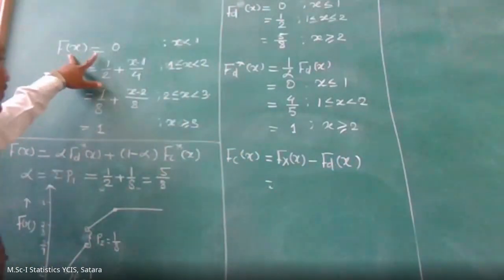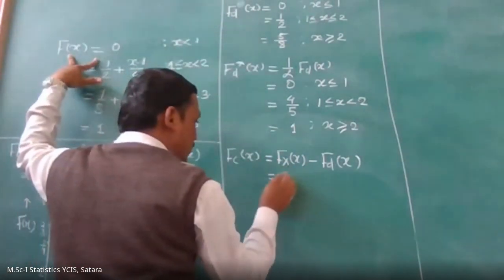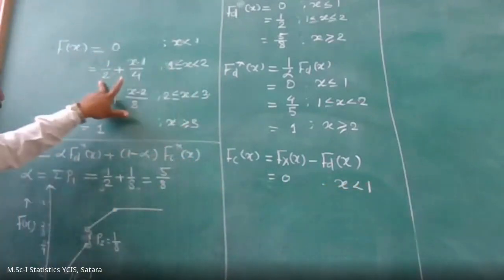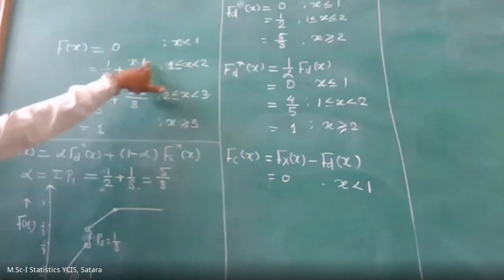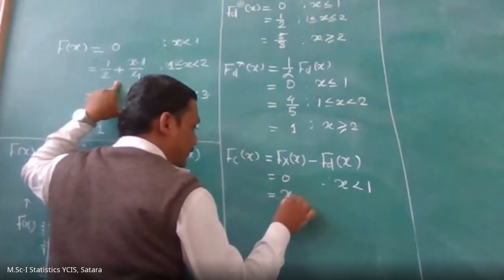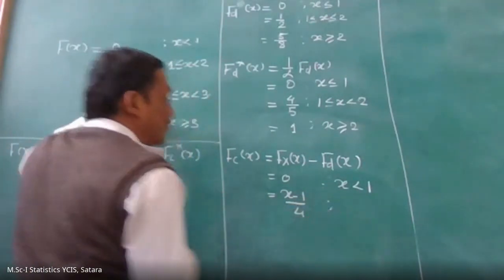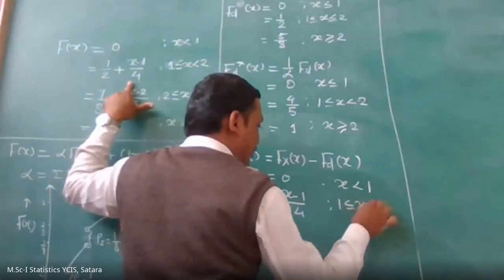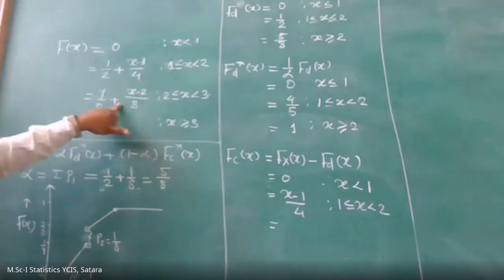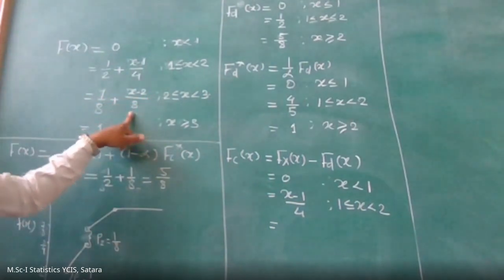So f_d(x) is equal to 0 for all values less than 1, then 1/2 + (x-1)/4 - 1/2, which is equal to (x-1)/4 for 1 ≤ x < 2, then 7/8 + (x-2)/8.